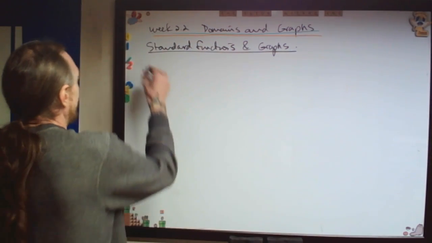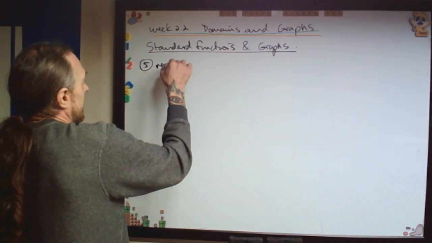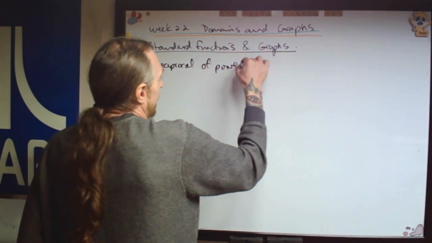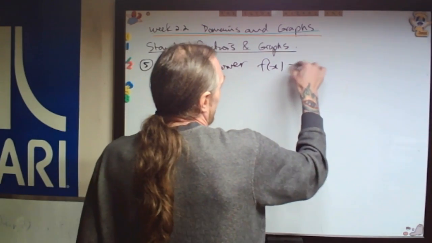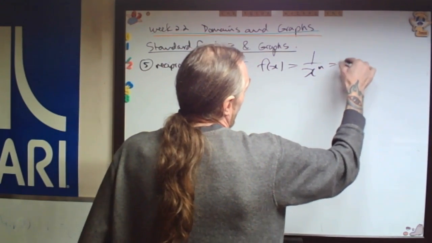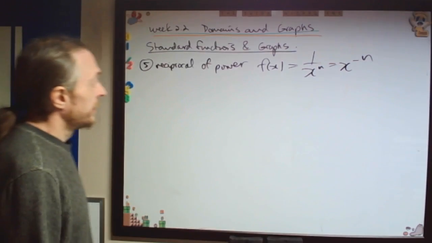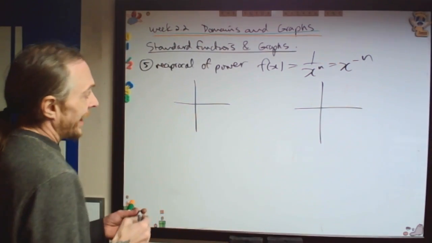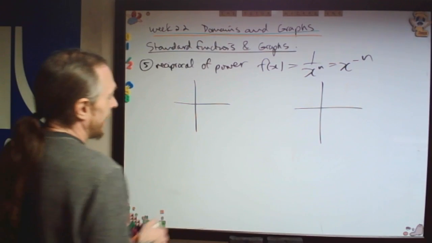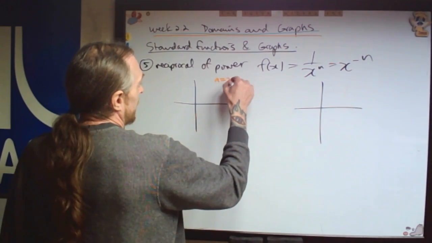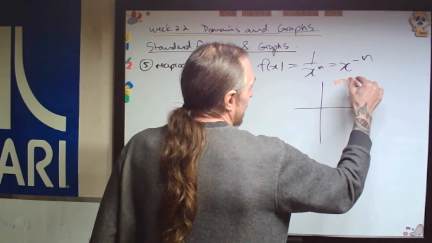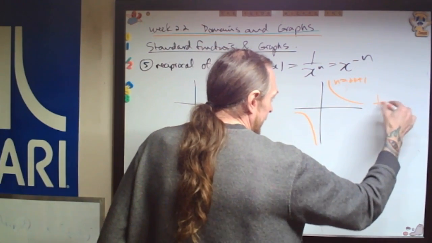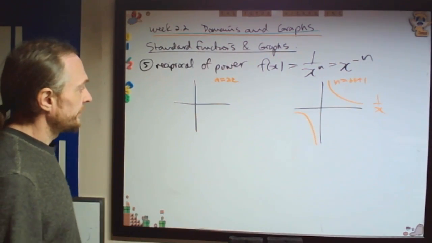All right, 5 is reciprocals of power. So this is f of x equals 1 over x to the n, or x to the negative n. There will be two categories again. If n is odd or n is even. If it's odd, it's going to be the hyperbola, 1 over x, like function.